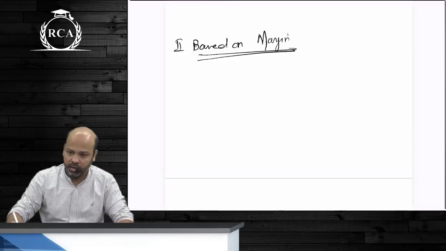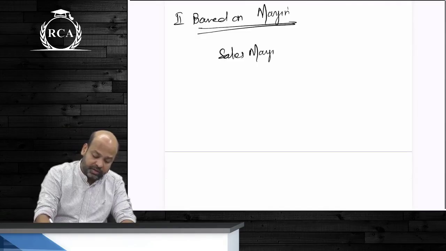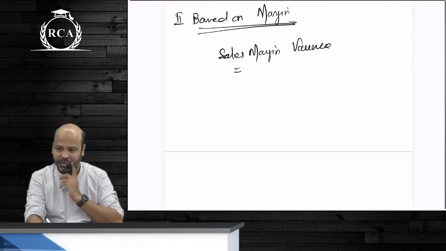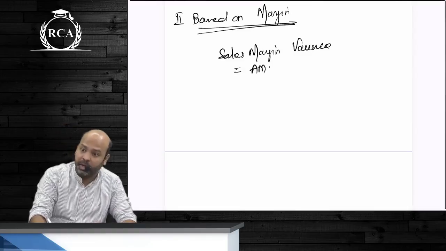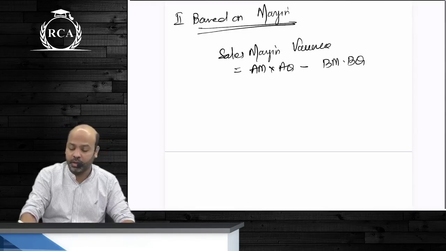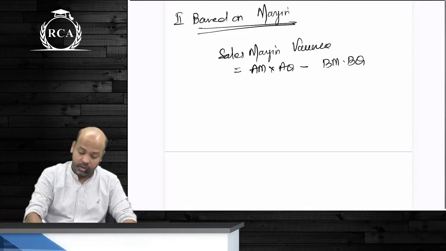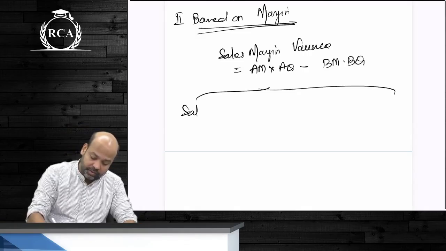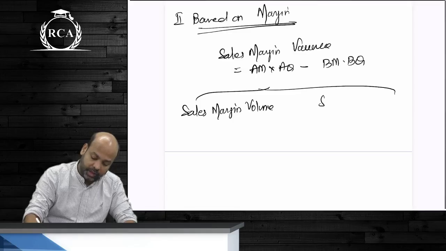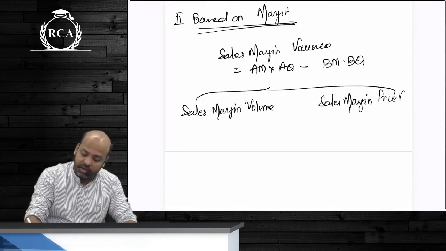ठीक है? Your overall sales margin variance is still the same, guys. जैसे वहाँ पे used to write actual price into actual quantity, here I'll write actual margin into actual quantity minus budgeted margin into budgeted quantity. प्राइस को हटाओ, मार्जिन लेके आओ. Your overall margin variance will still be segregated into sales margin volume variance and sales margin price variance. हर एक वर्ड के आगे मार्जिन वर्ड ऐड कर दो बेटा, मार्जिन वेरिएंस हो गया. P हटा के M लिखो.